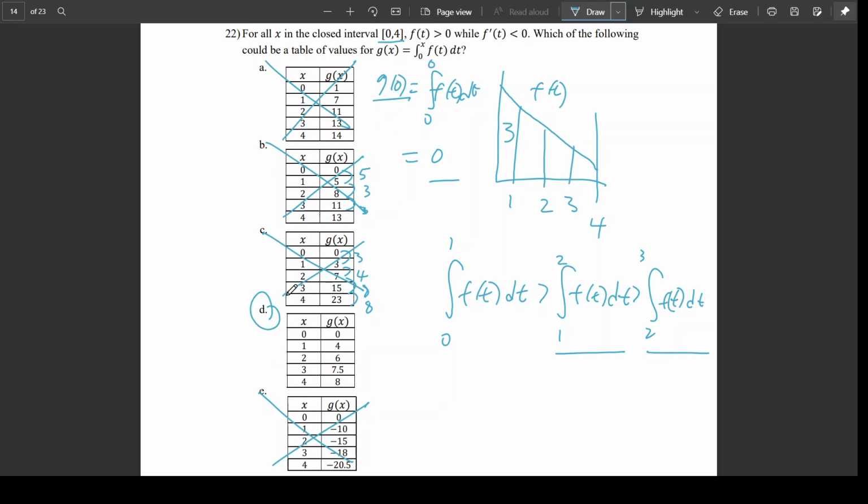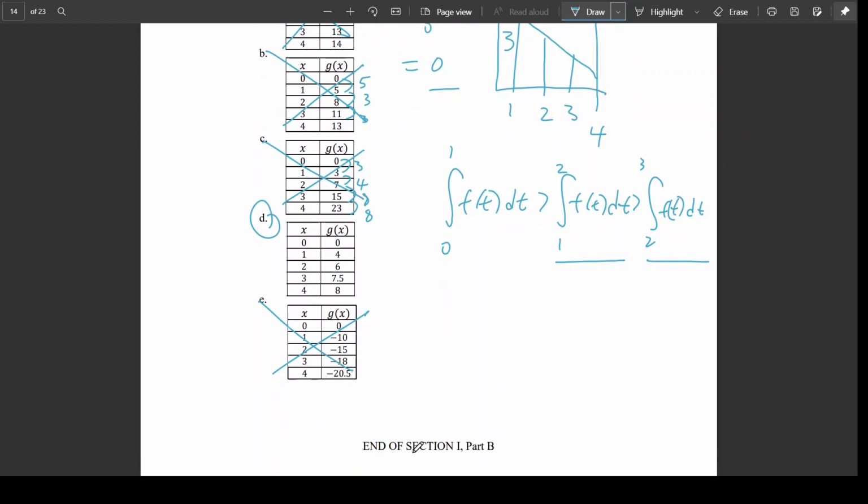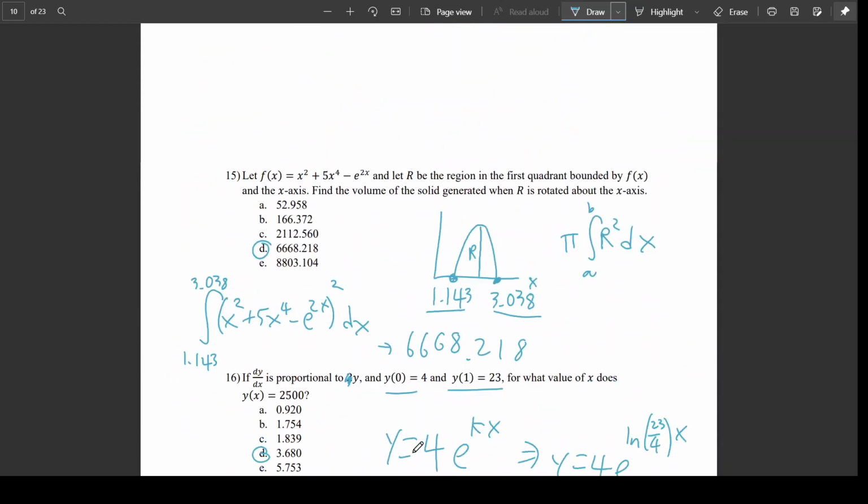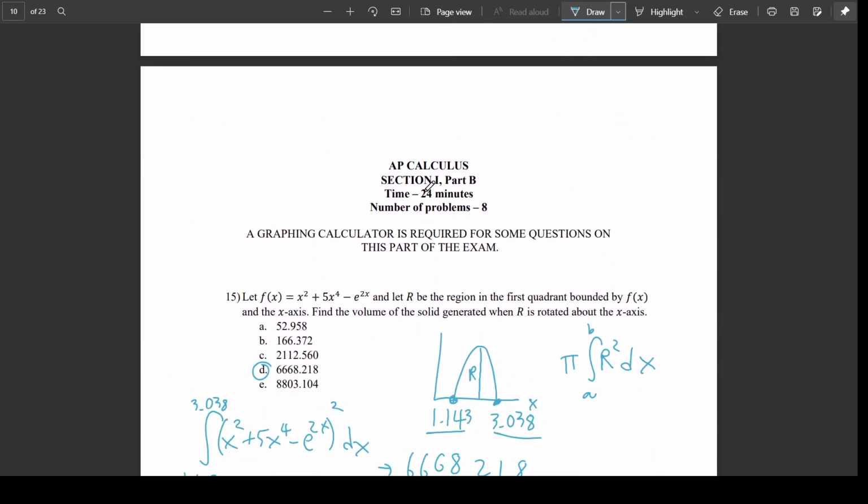And that is the end of section 1, part B. That should have taken you about 24 minutes. Hopefully this video was helpful for some calculator multiple choice questions. We didn't use the calculator in all of them, but you're not going to on the actual test. It's only going to be some questions that require a calculator.